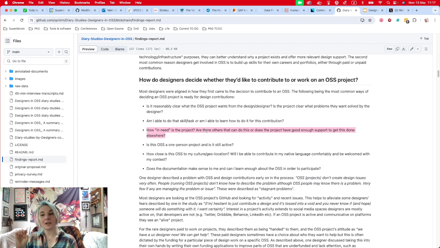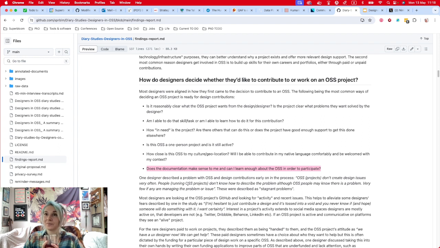But the designers that we studied with were mostly interested in, does this project really need me? Is it really in need? Are people really struggling to use this if this design aspect isn't improved? And then, does the documentation make sense to me, and can I learn enough about the open source software in order to participate? So this is a lot about whether or not designers are getting responses like, go read the manual, essentially.